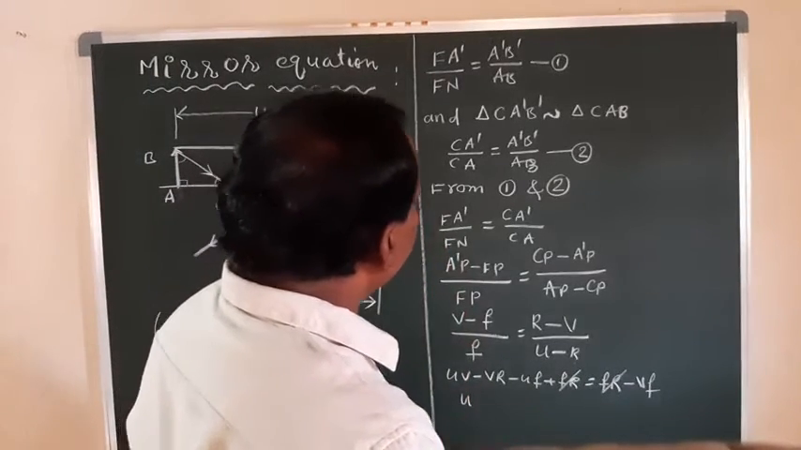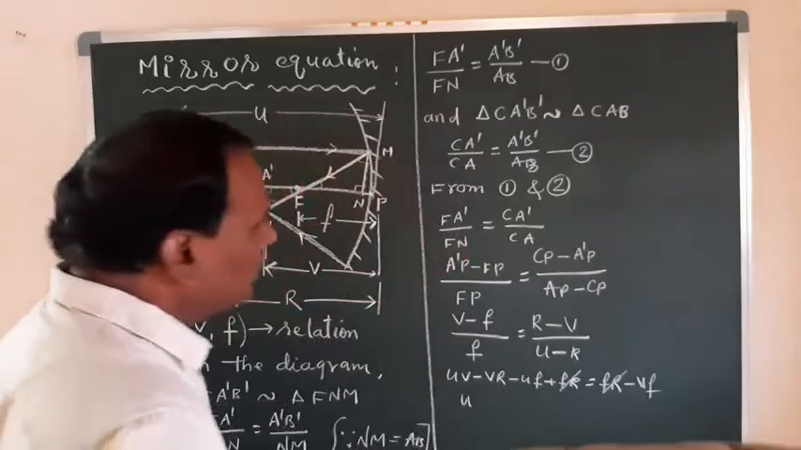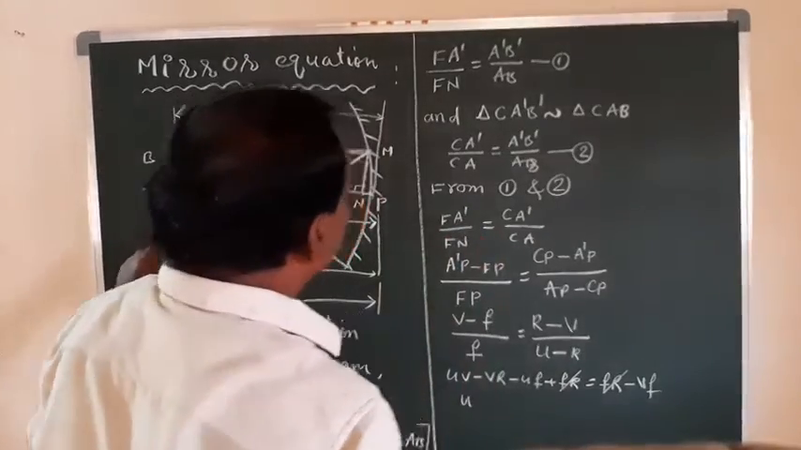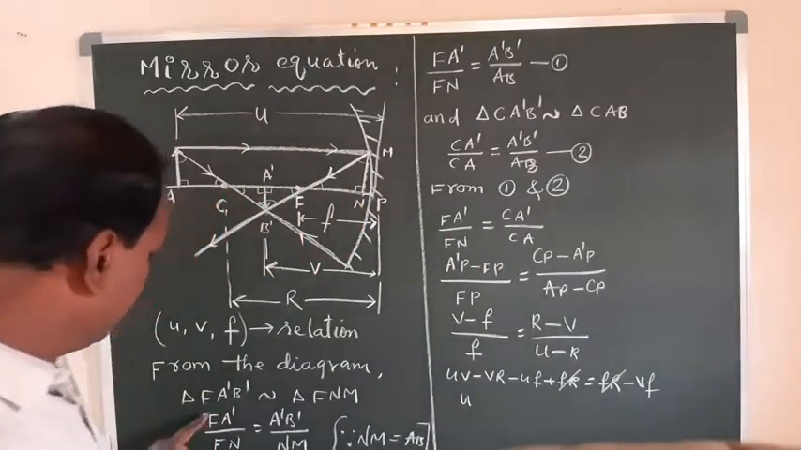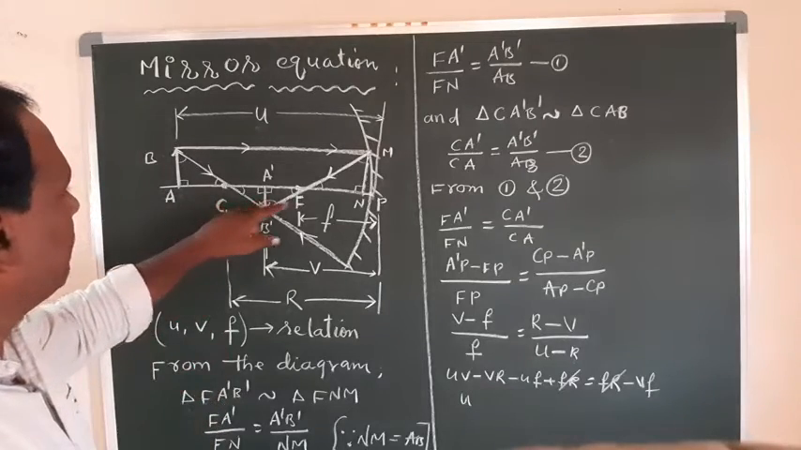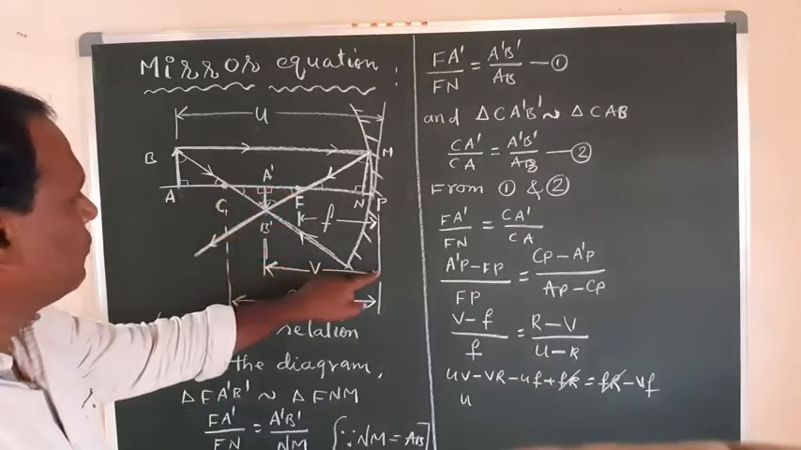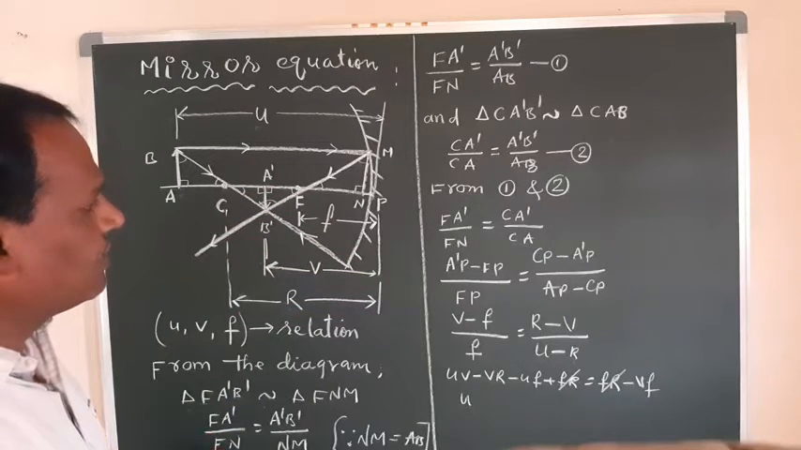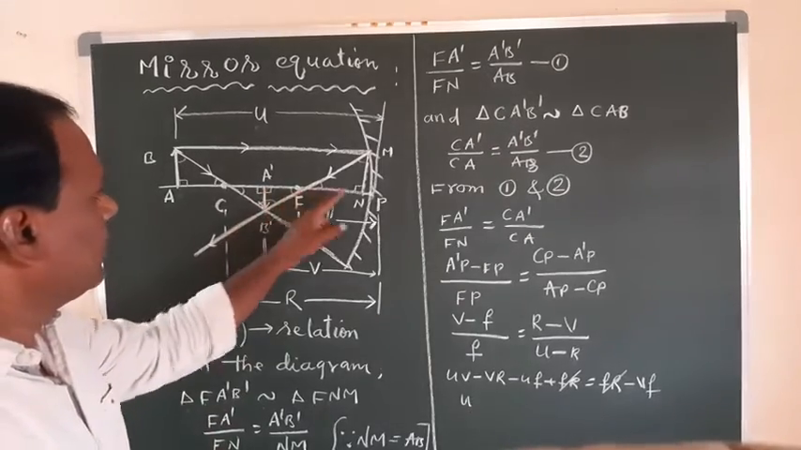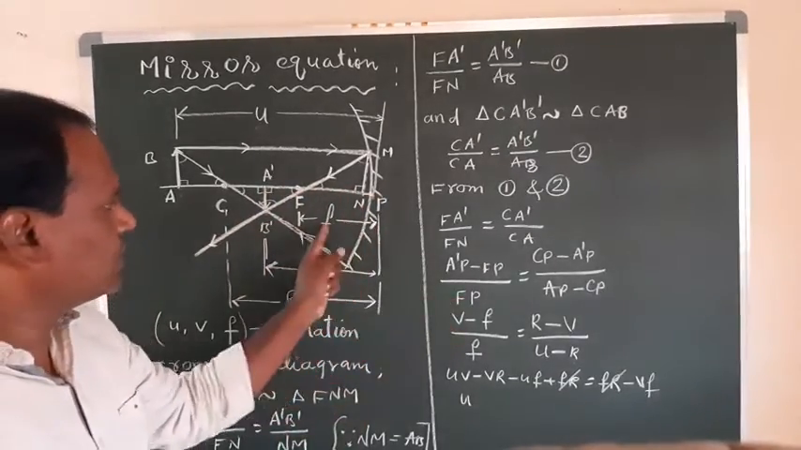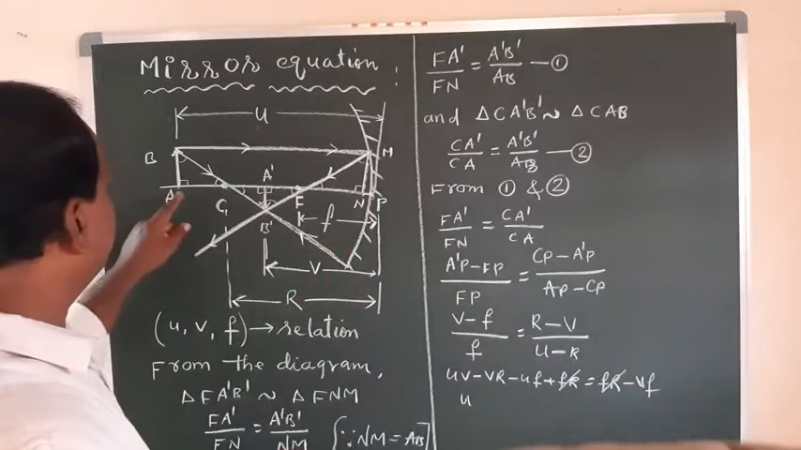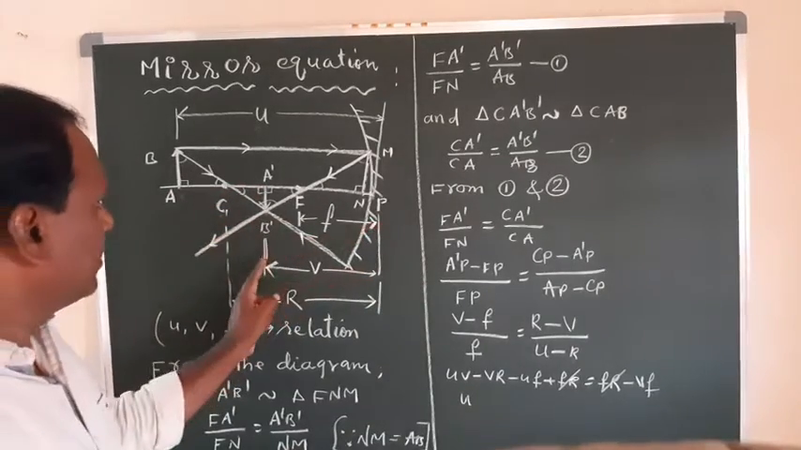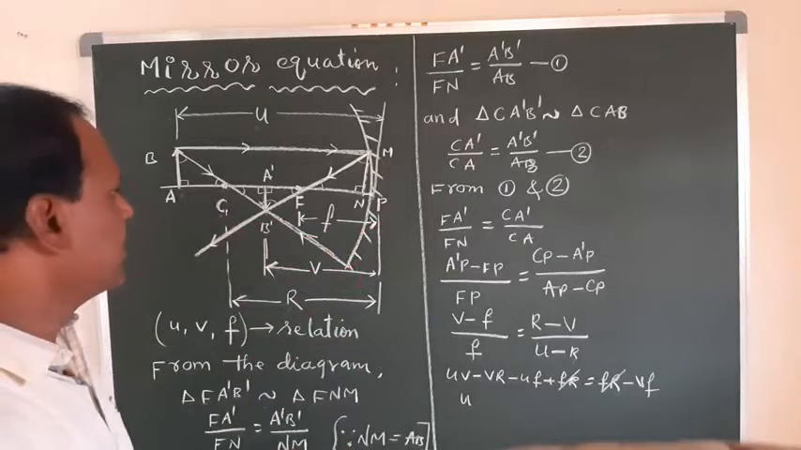Are there any triangles we made? Are any of these equations not clear? Just observe this one, that is FA'. It is from this triangle: FA' can be written as V minus f. FA' is V minus f. FN is nothing but FP, it is the focal length. Next one, CA' can be written as CP minus A'P. CP minus A'P, right?